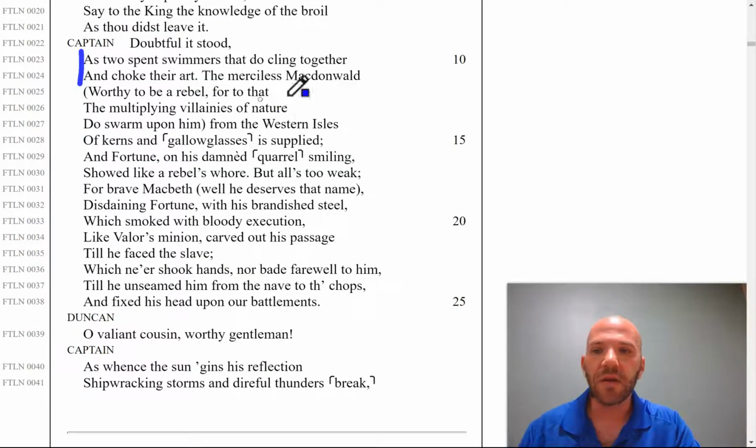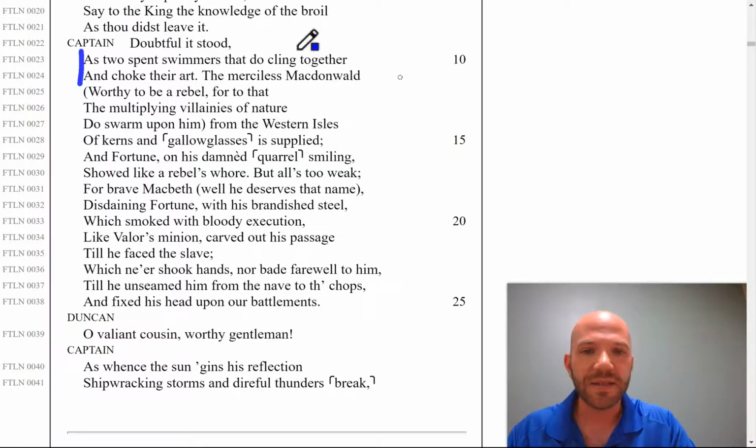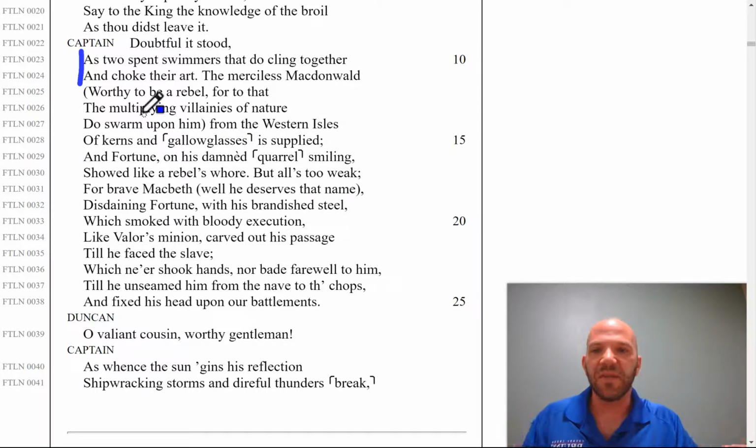"The merciless Macdonwald." All right, this is some other guy who is this rebel. You can see here, "Worthy to be a rebel, for to that the multiplying villainies of nature do swarm upon him." Basically, he is so evil that villains just swarm to him. Okay, like flies to meat.